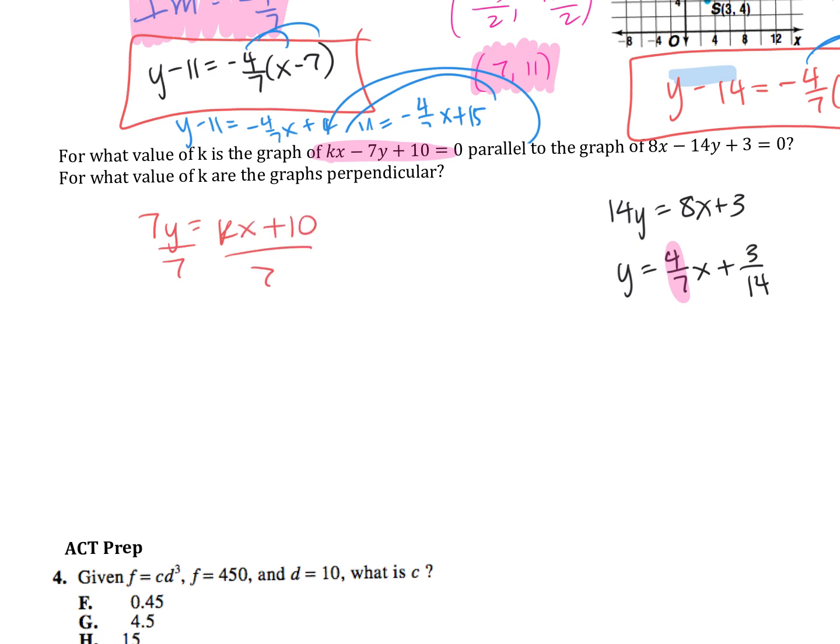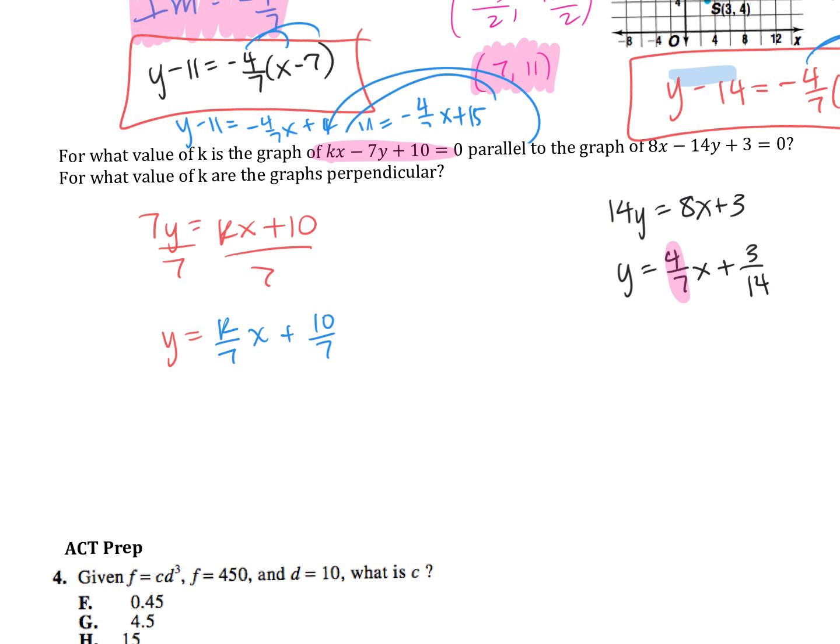Divide by 7. Be careful how we write this. How do you want to say it? Over here we said 8/14 turned into 4/7 x. What could we say over here? k/7 x. Exactly. k over 7 x. Plus, I don't really care, we've got a 10/7 then.